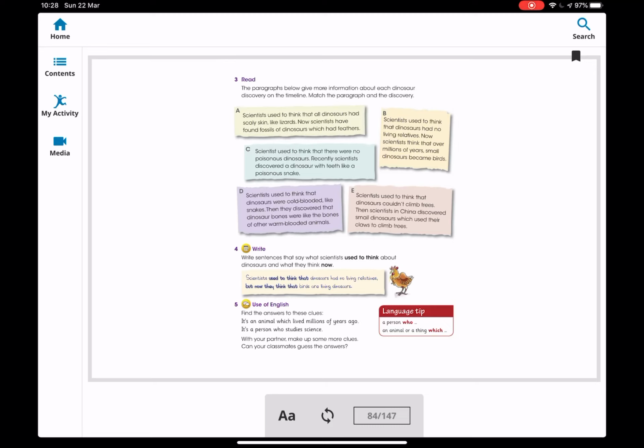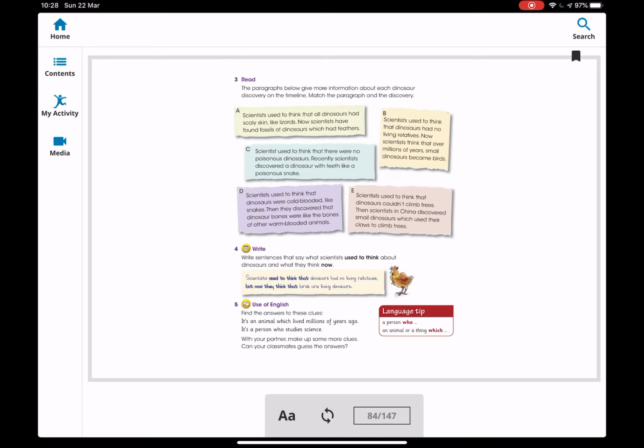A. Scientists used to think that all dinosaurs had scaly skin like lizards. Now scientists have found fossils of dinosaurs which had feathers. Okay. B. Scientists used to think that dinosaurs had no living relatives. Now, scientists think that over millions of years, small dinosaurs became birds.